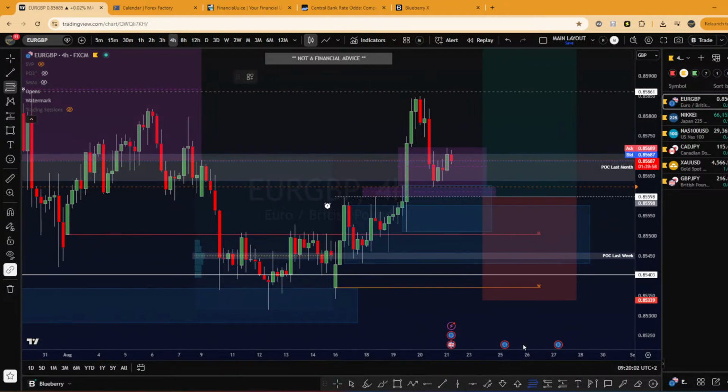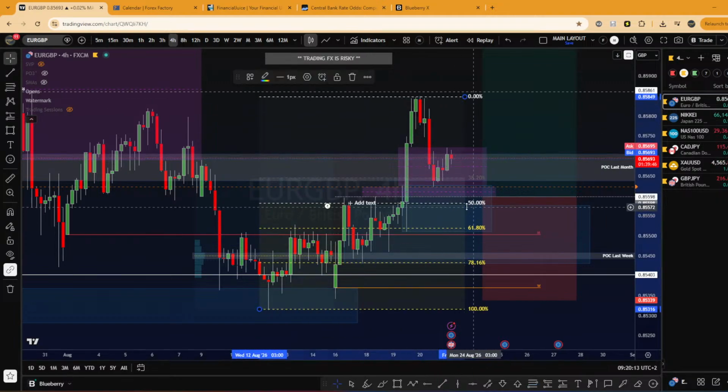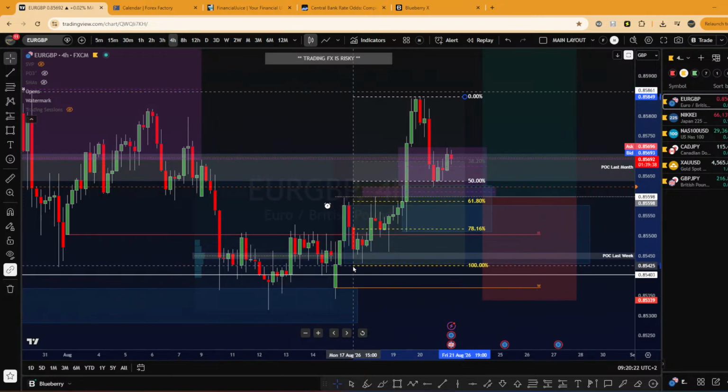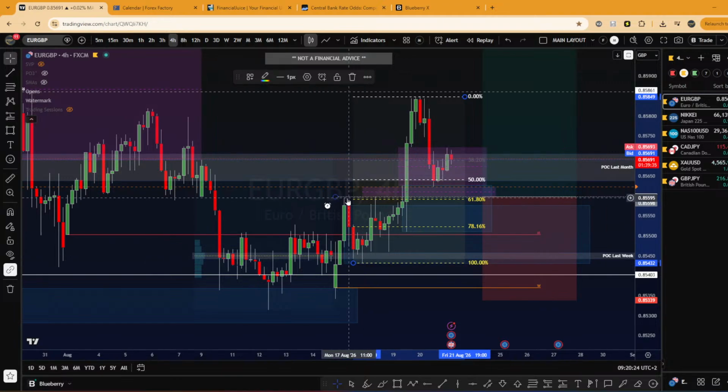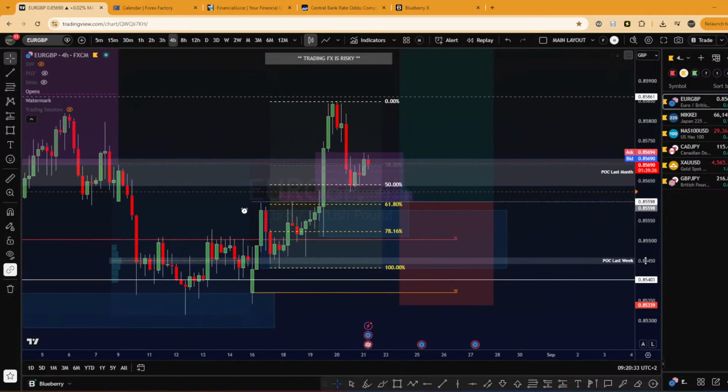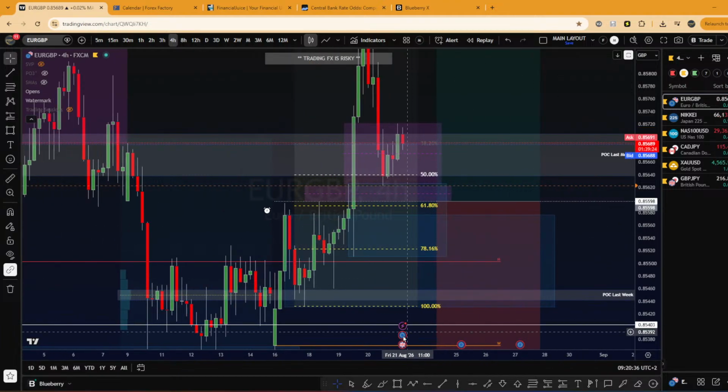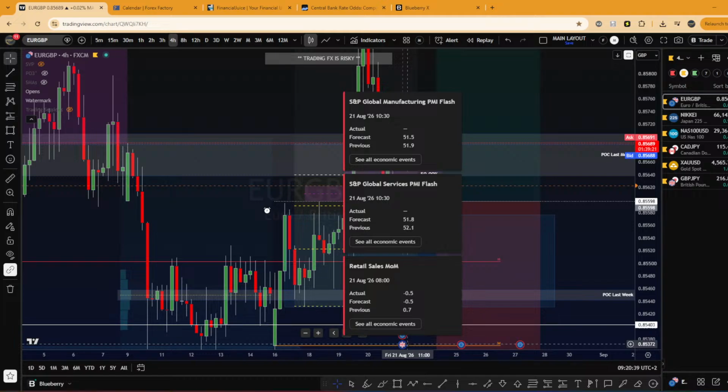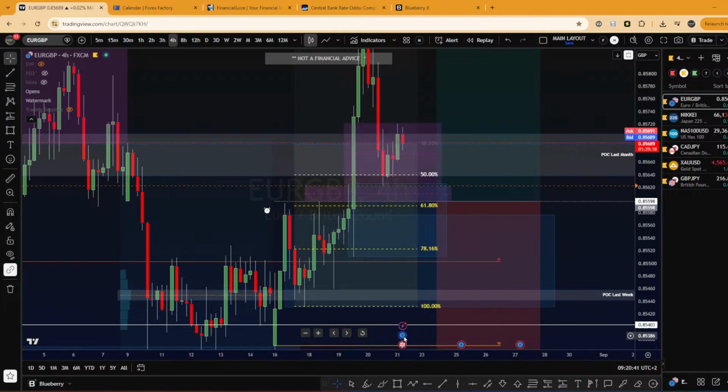So if I take my Fibonacci from this low to this high, we tap around this level effectively. So I put it at the very last movement start here before breaking this high. We start here, we impulse to this high, we retrace. We are almost at the 50%. So yeah, let's wait for the release on EU PMI globally.